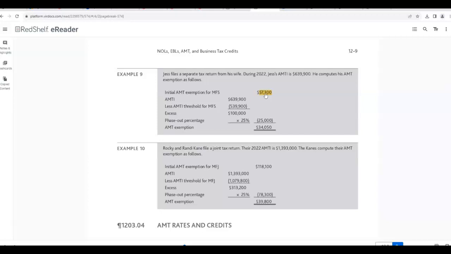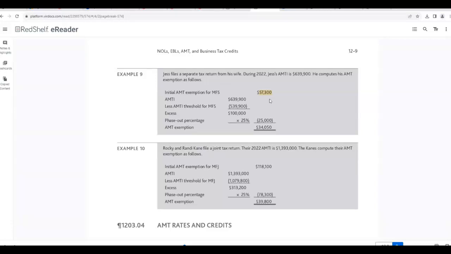When I was trying to do it for a test and using this as an example, I couldn't figure it out because of that. I was like, how are they getting 57.3? That is not even a number. Okay, that's an exemption amount, no problem.